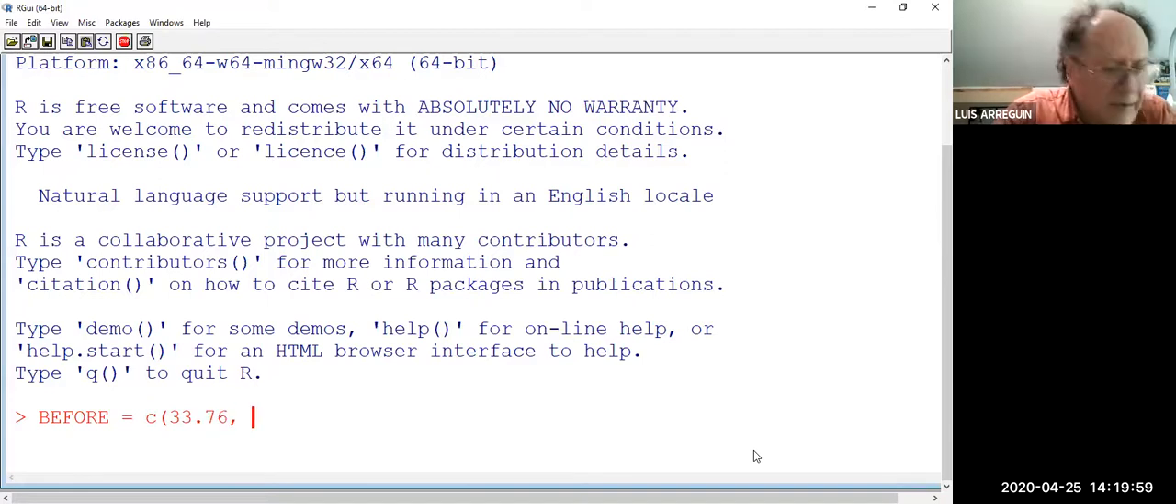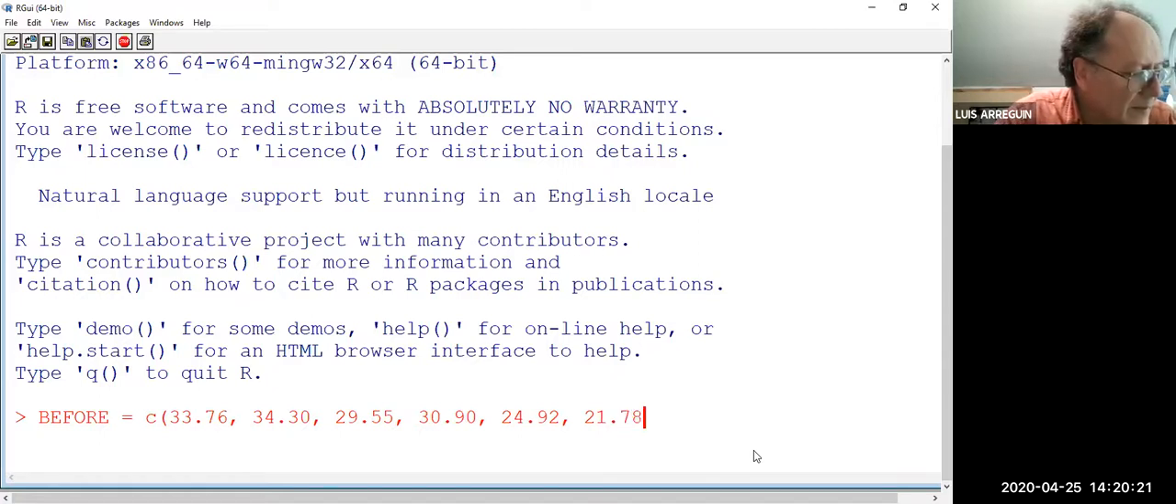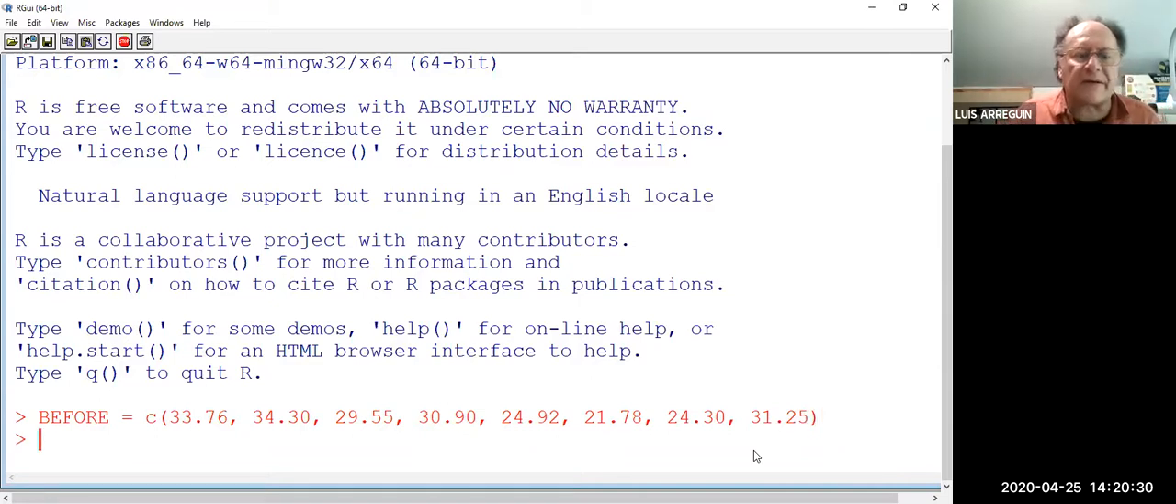33.76, 34.30, then 29.55, 30.90, then 24.92, then 21.78, 24.30, and finally 31.25. So that's my first data set.